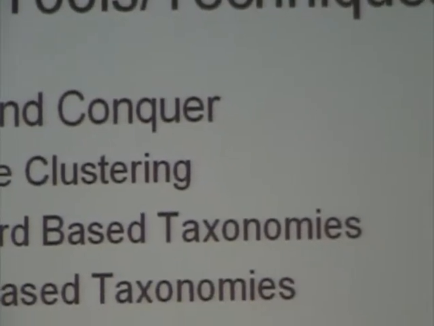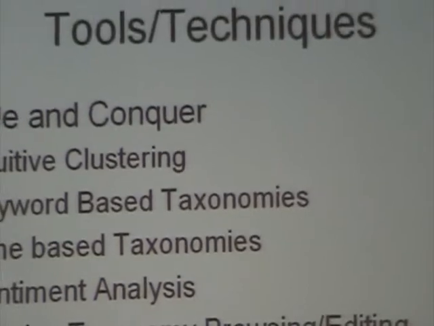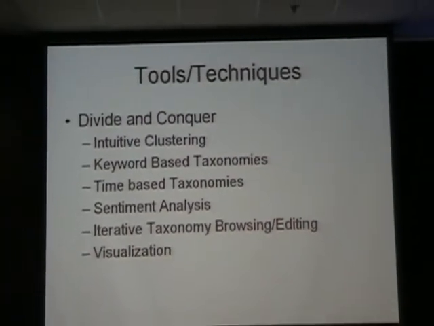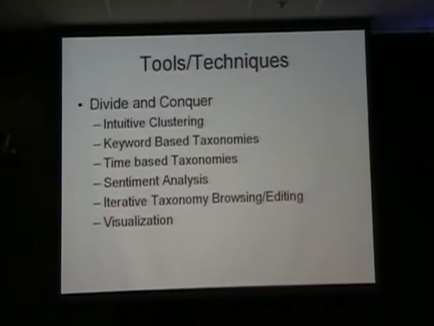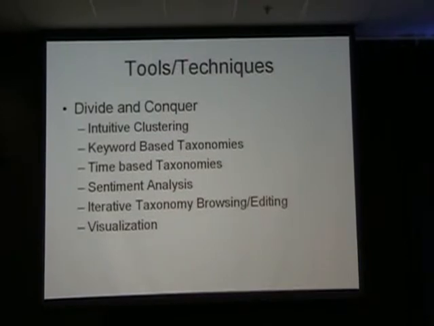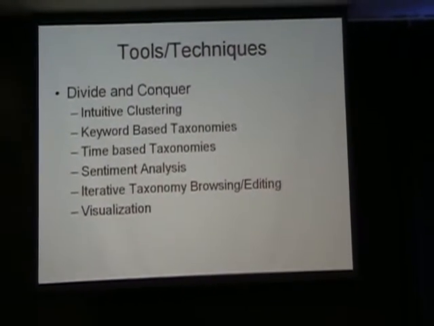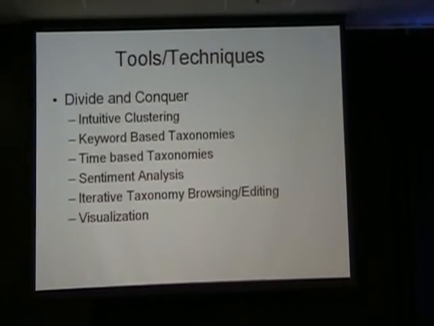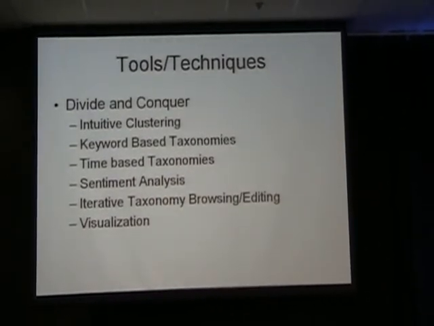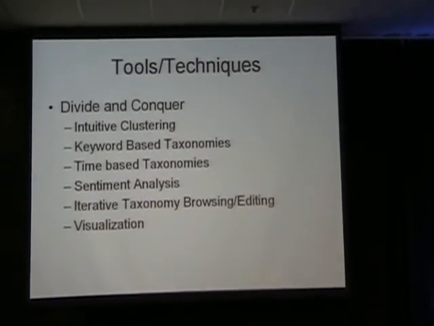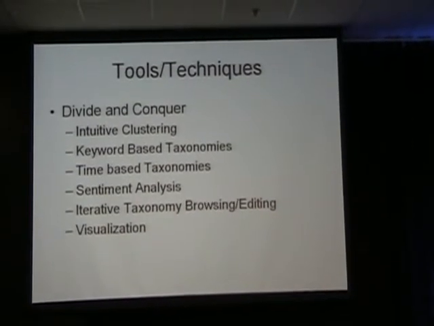The divide and conquer, a set of techniques. Intuitive clustering comes up here as well to generate taxonomies. We also generate taxonomies based on keywords. So if the user has a list of terms they think are important, we can add those to the mix as a taxonomy. A time-based taxonomy often may take data and divide it around an event that's of interest. What happened before the event? What happened after the event in that continuum? Those three classes are actually often the most interesting.